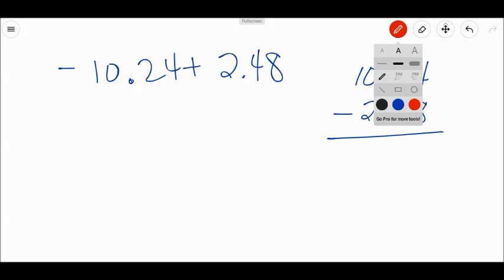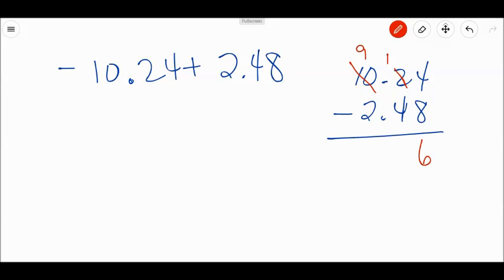To do my subtraction here, 4 minus 8 I can't do. I'm going to borrow. 14 minus 8 is 6. Can't do 1 minus 4, so I'm going to have to come over here. I'm going to look at this as a 10, and I'm going to change the whole thing to a 9. And I'm going to give another 1 over here. So now I have 11 minus 4 is 7.